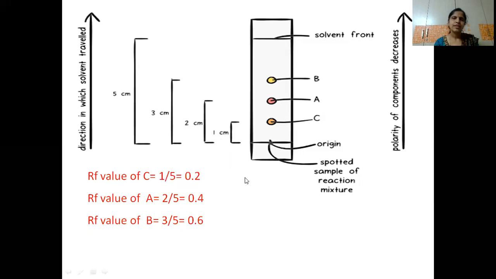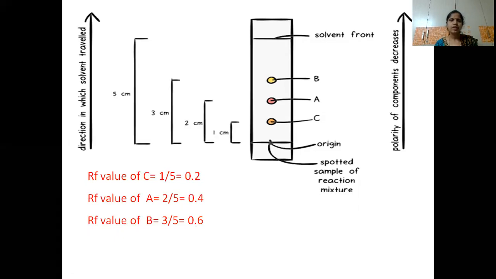Then similarly for component A. What is the distance traveled by component A? It is 2 centimeters. So it will be 2 divided by 5. It will be 0.4. Then for B, the distance traveled by component B is 3 centimeters. Okay, so here we have measured it as 3 centimeters. So 3 divided by the distance traveled by the solvent front, which is 5. So 3 by 5, which is 0.6. So this is how we have to calculate the RF values after doing the chromatography experiment.